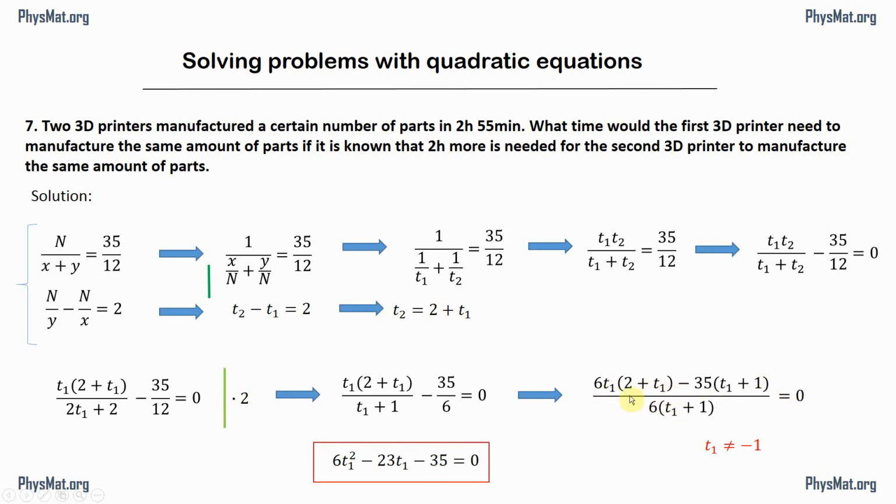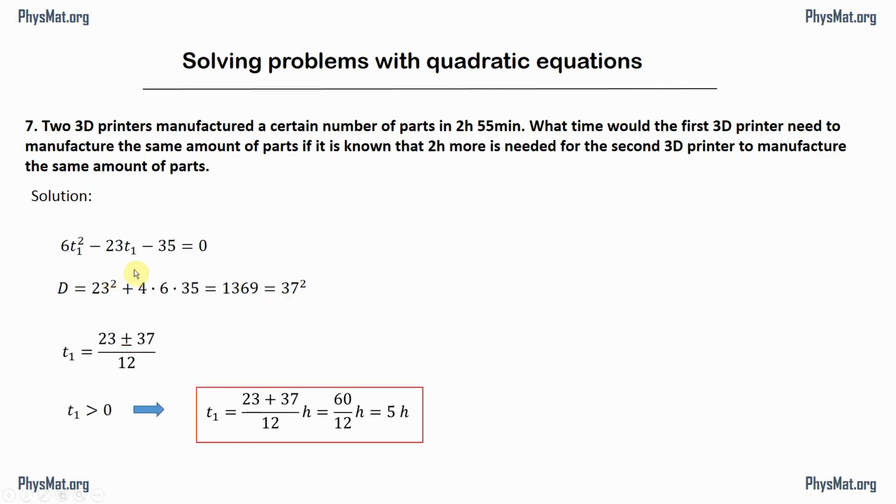When we open brackets and group the terms with t1 squared, t1 and the free term, we get this equation. So the solution is simple. We calculate the discriminant, which is 23 squared minus 4 times 6 times minus 35. Minus by minus gives plus. And this is equal to 1369, which is 37 squared. Then our t1 can be equal to 23 plus minus 37 divided by 2 times 6, which is 12.